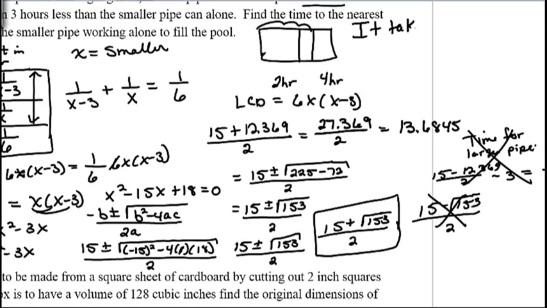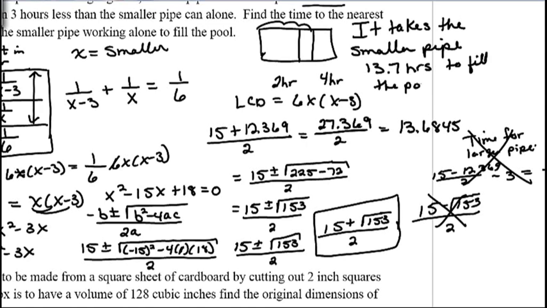So it takes the smaller pipe, and we want to round this to the nearest tenth. So we have an 8 in the hundredths position, and so we want to round this to 0.7 hours to fill the pool alone.